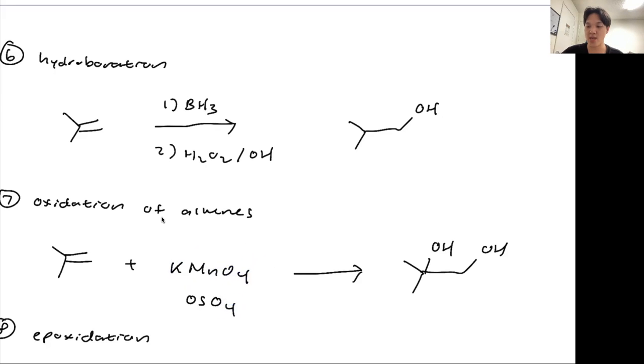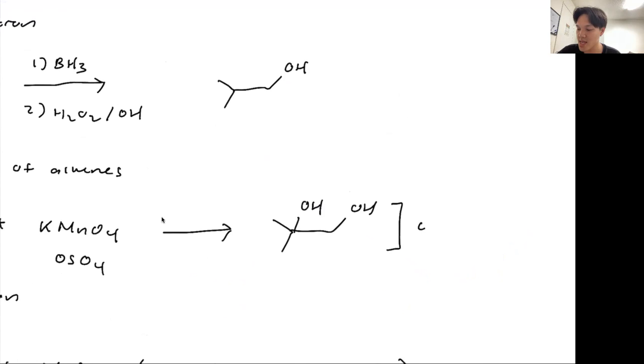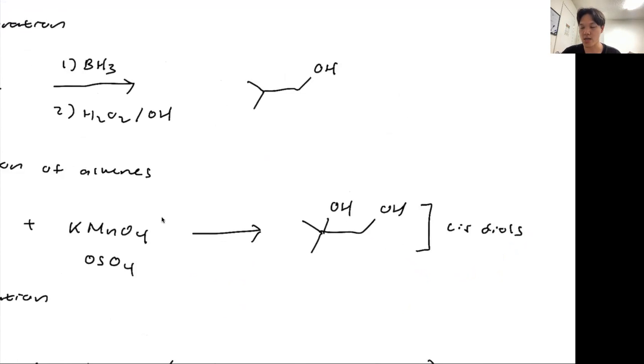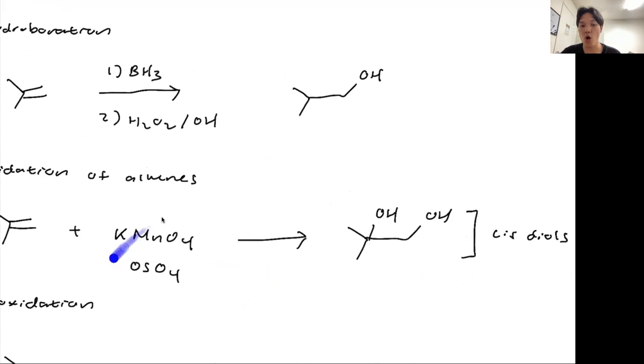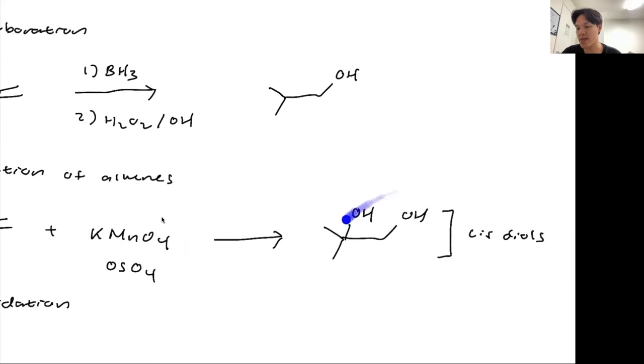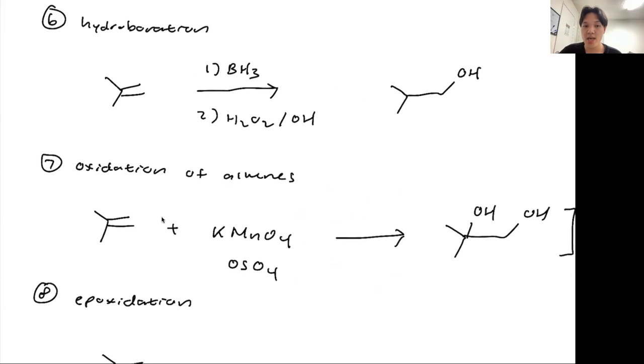It doesn't matter at this point. It's not like a Jones versus PCC. But what this is going to form, it's going to form cis, right? They're on the same side, cis alcohols, or we can call this cis diols, right? Two alcohols, diols, right? So again, if you just put alkene under KMnO4 or OsO4, it's going to form these cis diols here.